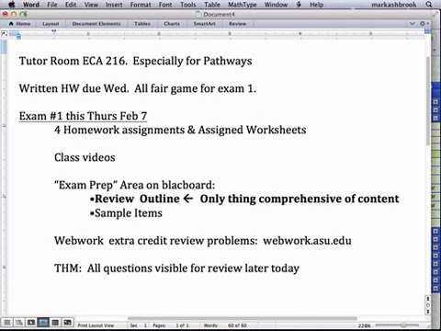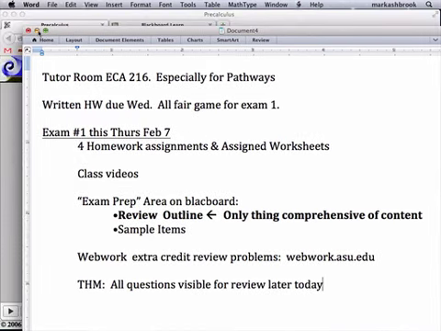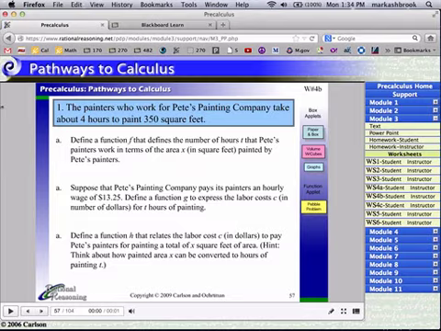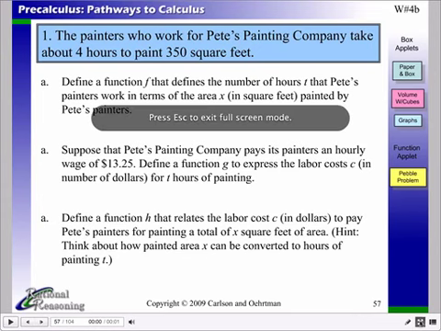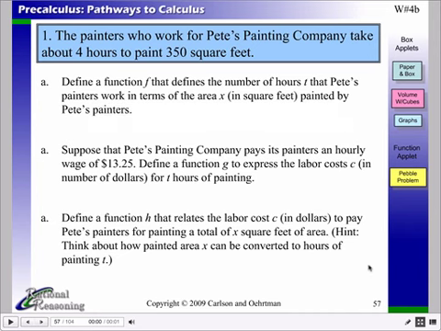Okay. So we want to start on page, I think it's 101 in your book. On page 101, take about 5 minutes to work on number 1, A through E.